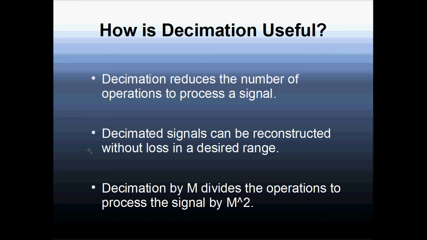Finally, the only reason that we're able to use decimation for these purposes is that the decimated signals can be reconstructed without loss across a specific range. This is why the selection of the cutoff frequency for the low-pass filter is, of course, essential.